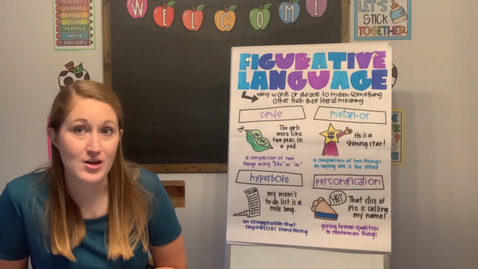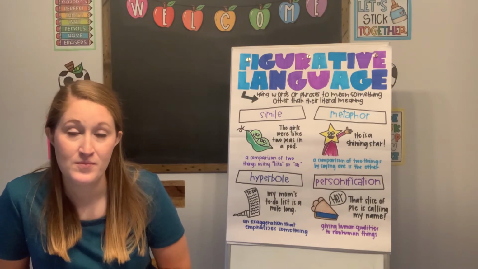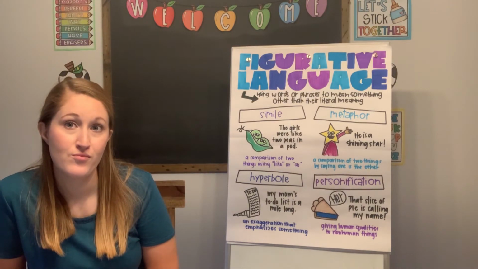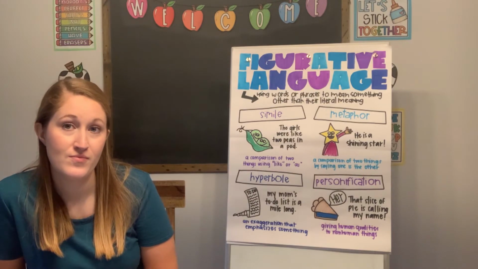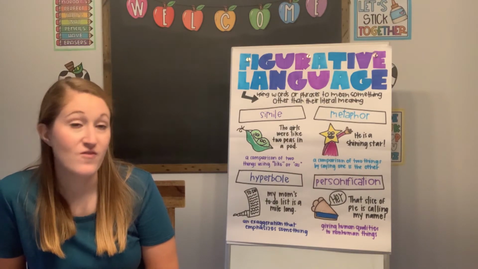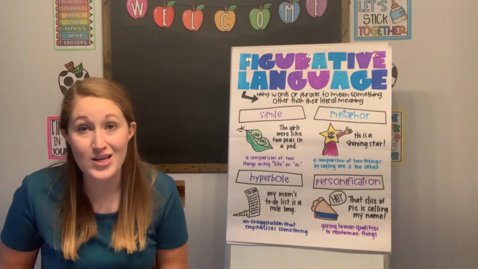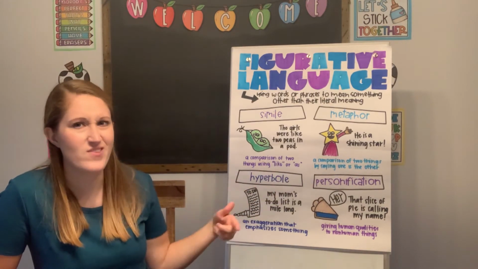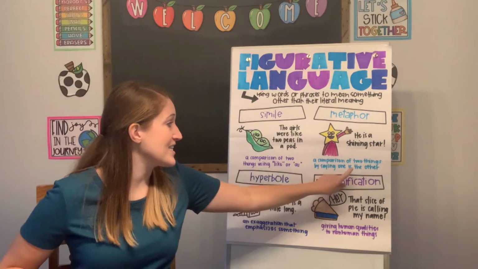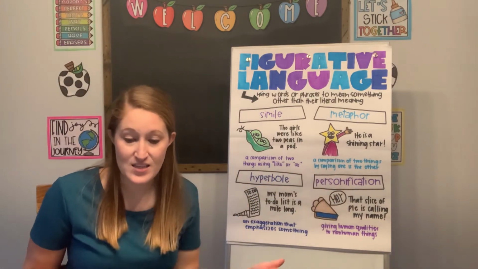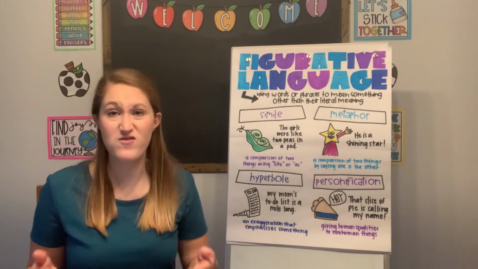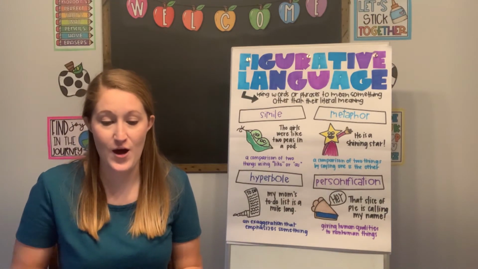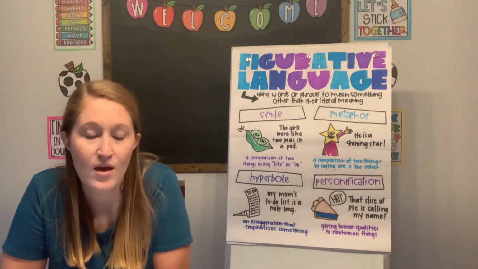You are my sunshine. What do you think? 1 or 2? Very good. Now an easy way to check, right, is does it use like or as? No. So we're saying that it is something, right? Is, right? Are is another kind of form of is. You are my sunshine. You are this thing. Okay, very good. Let's do another one.